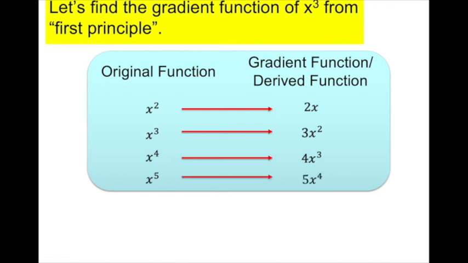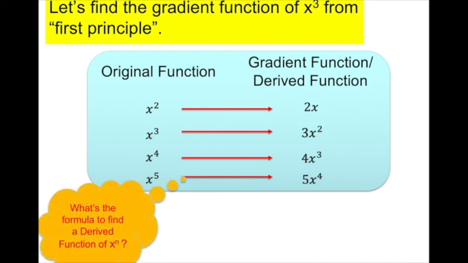So can you see the pattern and come up with a general formula? I'm sure you can. So this will be the general formula, n multiplied by x to the power of n minus 1. So given any original function, then you apply this formula. It is often called the power rule to find the gradient function or to find the derived function.